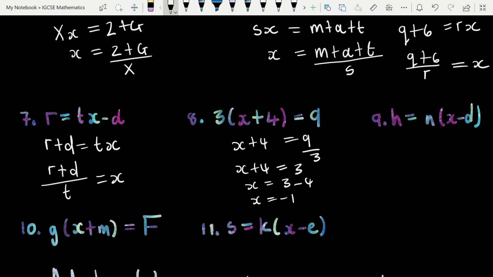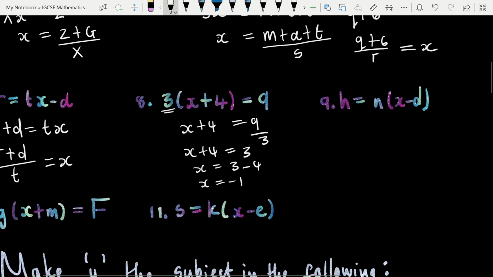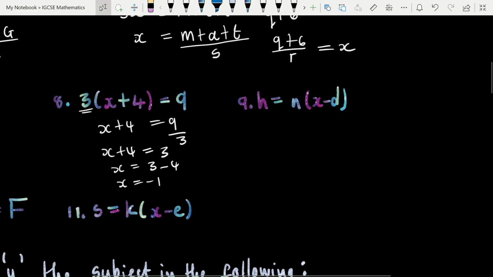Again, what did we do? We started with 3. Why did we start with 3? Because 3 was affecting everybody. We were stuck as long as he was there, because it's multiplying everything in the bracket. So it's affecting everyone. We take him to the other side so that we get rid of the bracket, and then we can make our subject with the formula more easily.